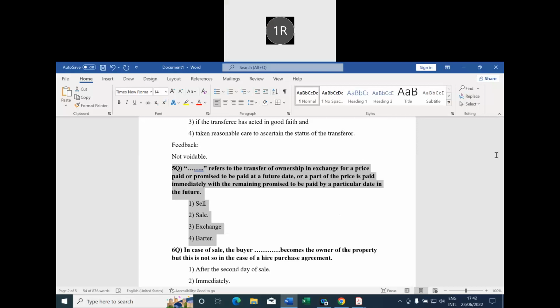Okay. Fifth question. Dash refers to the transfer of ownership in exchange for a price paid or promised to be paid at a future date, or a part of the price is paid immediately with the remaining promise to be paid by a particular date in future. First one is sell, second one is sale, third one is exchange, fourth one is barter.